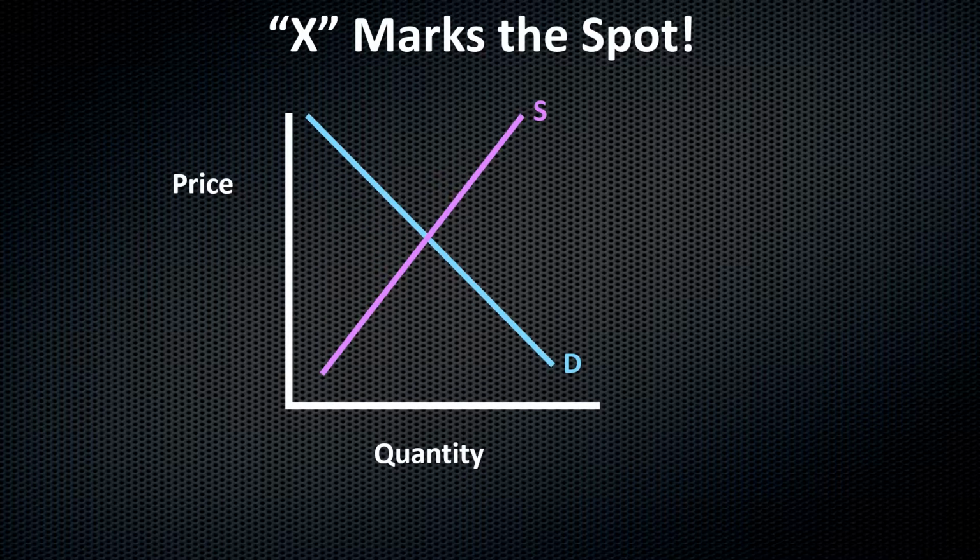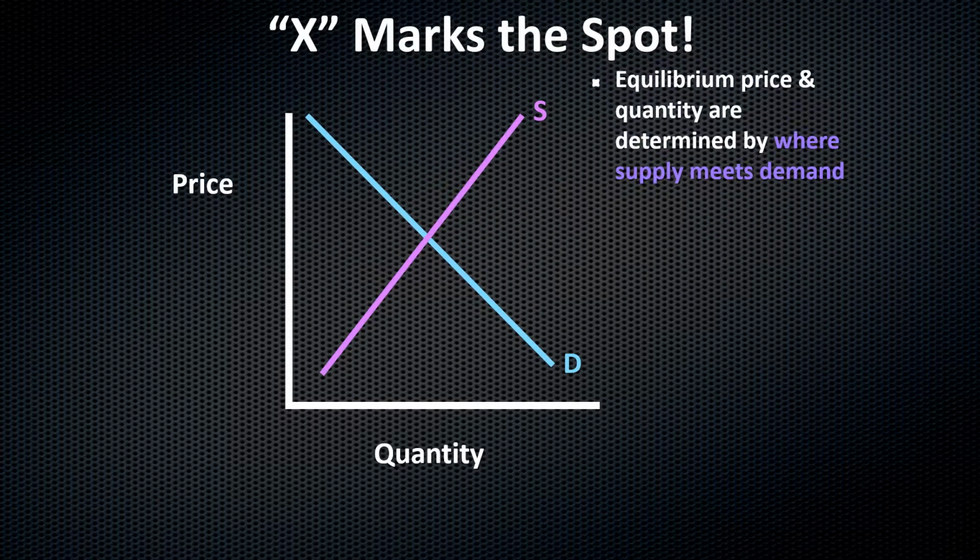All right, so draw in your price and quantity. Make sure you label them. Draw in your supply and demand curves and make sure you label them. So equilibrium price and quantity are determined by where supply meets demand. Where is that? Right there in the middle. All right, so make sure that you draw in your dashed lines and you label quantity equilibrium and price equilibrium.